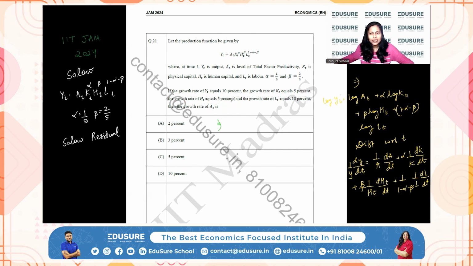So 1 by Y dY by dt is the rate of growth of Y. The rate of growth of Y is given as 10%. So let's put this as 10. 10 is equal to 1 by A dA by dt, which is A dot by A. This is the rate of growth of technology, and this is what we have to calculate. This is going to be equal to alpha. What is alpha? Alpha is 1 by 5, times 1 by K dK by dt, the rate of growth of capital, which is 5%. Then beta is given as 2 by 5, times 1 by H dH by dt, the rate of growth of human capital, which is also 5.